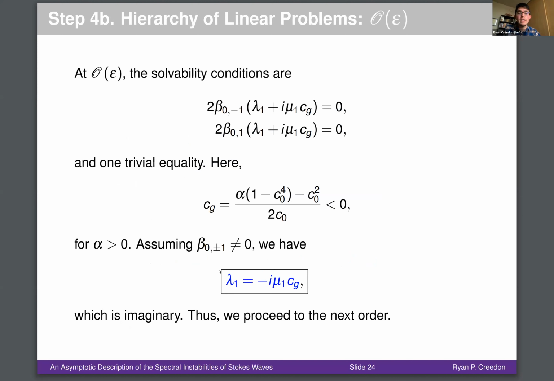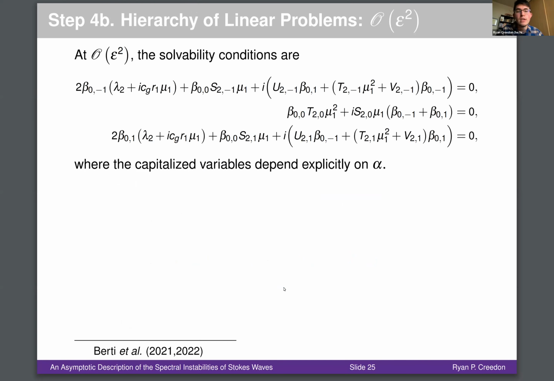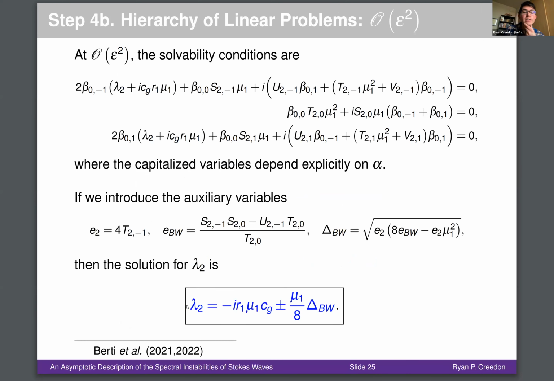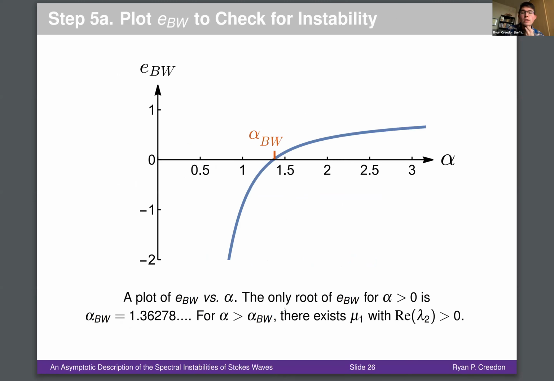You find at leading order, you get a purely imaginary correction for your eigenvalues. And then you go through these crazy solvability conditions, and you find out that this is your second order correction to your eigenvalue. It's got an imaginary component. And then it turns out that there's this real component. And this component is real precisely when your depth is bigger than 1.363.